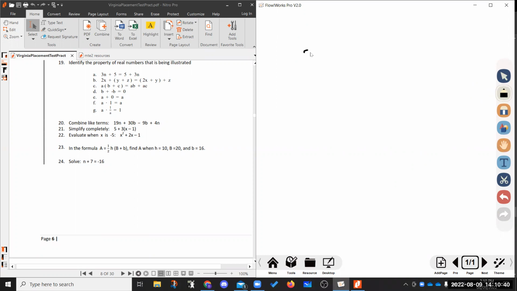Number 23 asks us to evaluate the formula for the area of a trapezoid, an isosceles trapezoid.